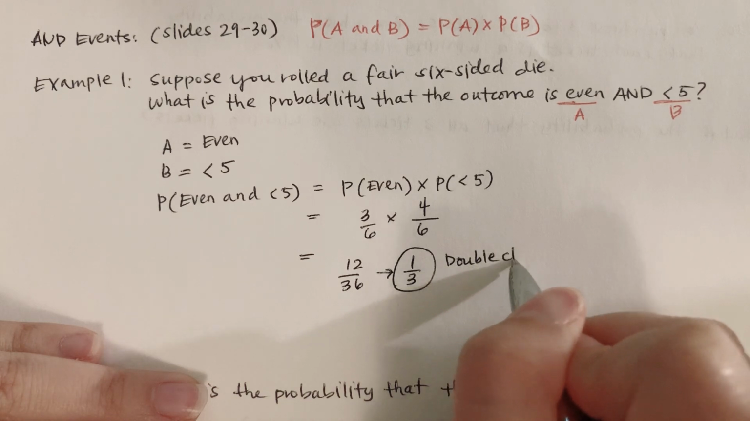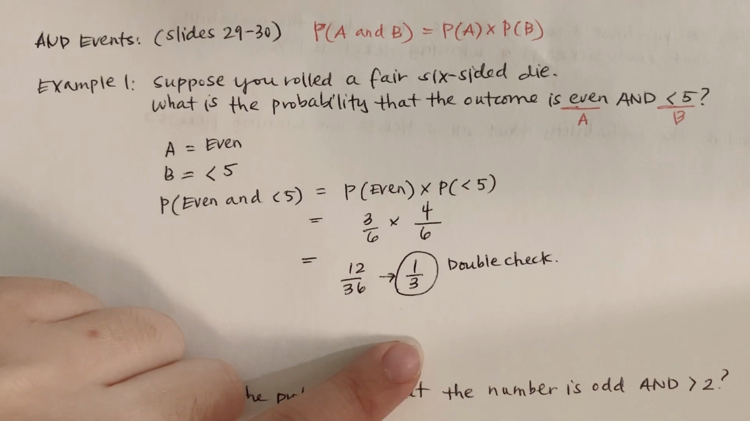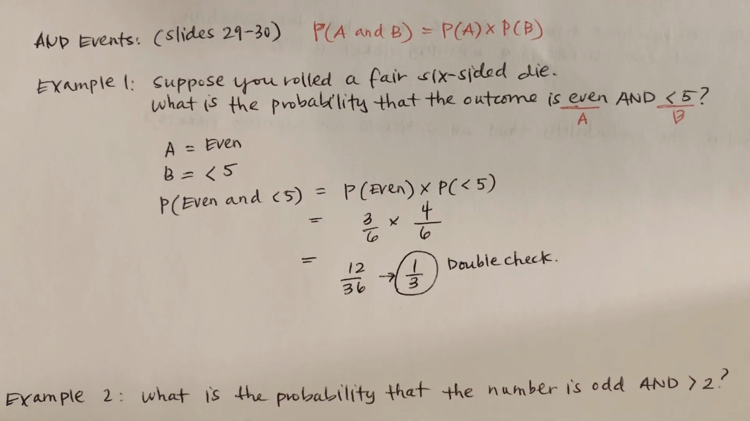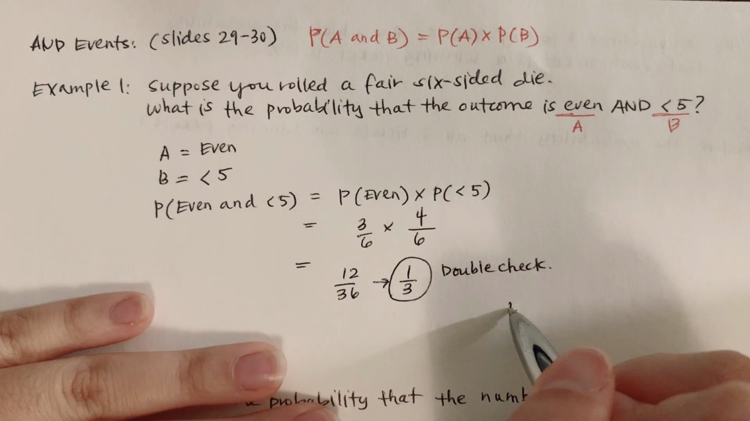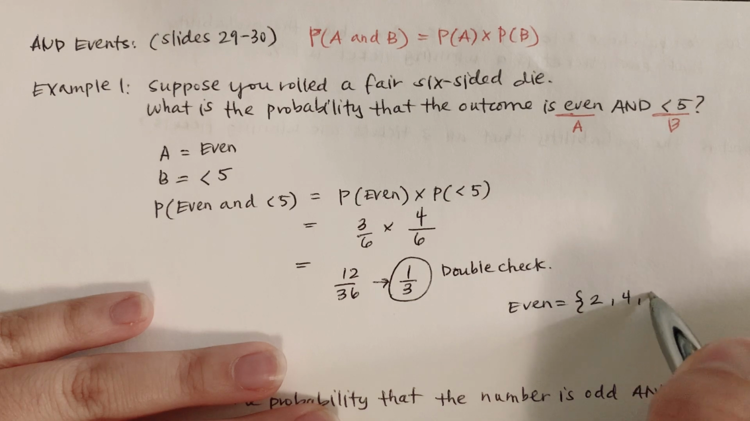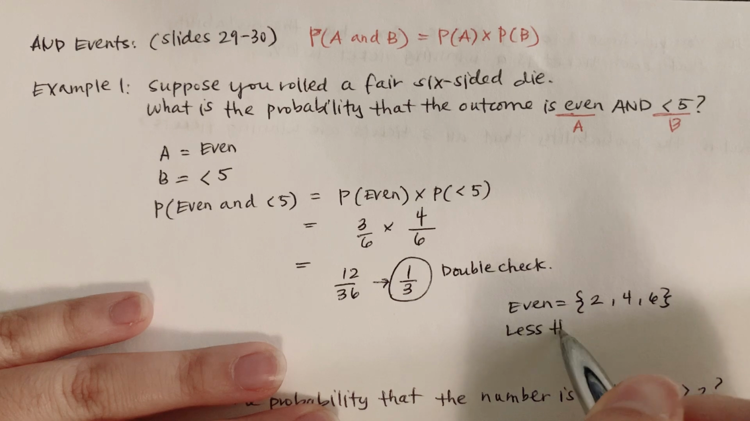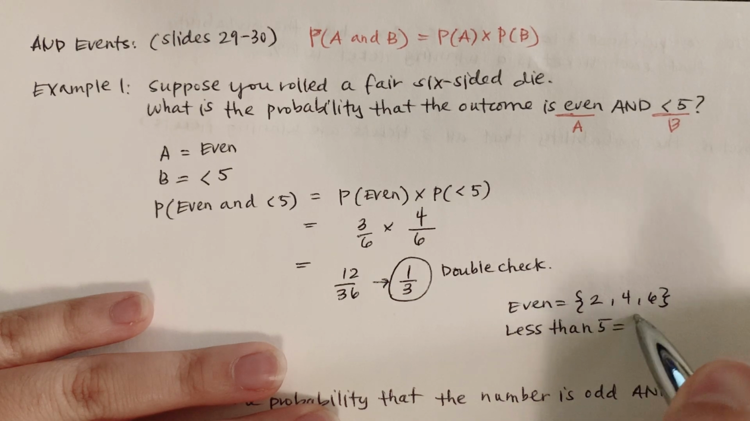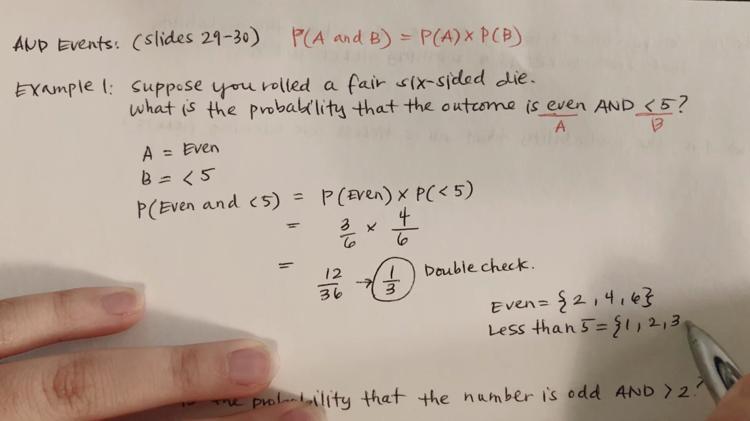We can also double check to make sure that our answer makes sense. So to do that, we can think about it intuitively. So for a given die roll, we have 6 outcomes. Out of the 6 outcomes, how many of them are even? So for even, we only have the numbers 2, 4, and 6. For being less than 5, we only have the numbers 1, 2, 3, and 4.